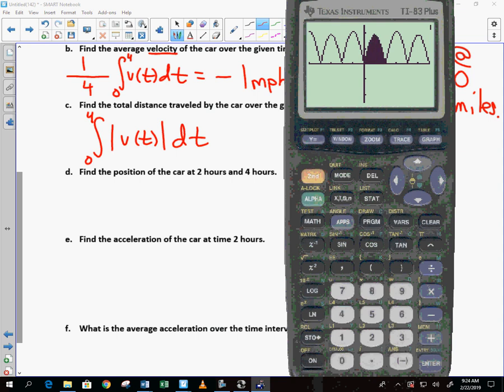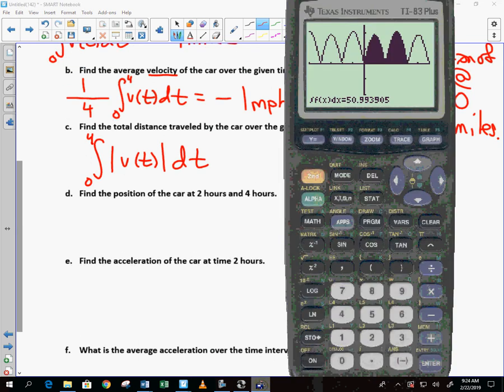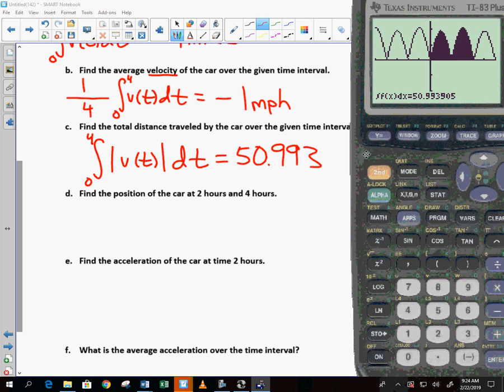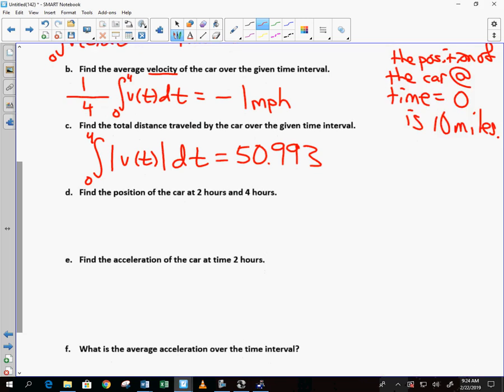You notice my calculator takes a while. My calculator is dumber than yours. You have to go to 3 decimal places on the AP exam, so we're going 50.994 or 50.993. They'll accept either one. 50.993. And what is our label? Miles.